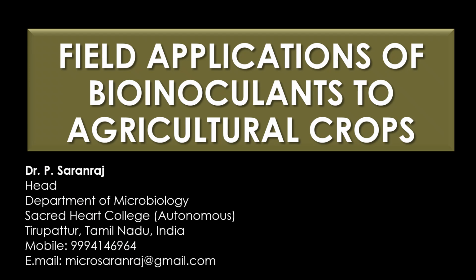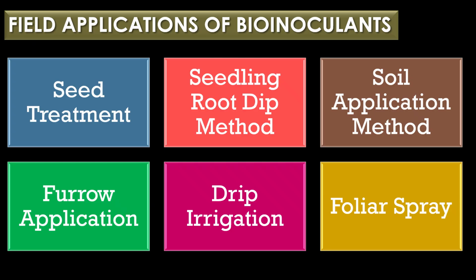Dear viewers, greetings. In this video, we are going to see about field applications of bioinoculants to agricultural crops. Six methods of field applications of bioinoculants are regularly practiced in present agriculture. They are seed treatment, seedling root dip method, soil application method, furrow application, drip irrigation, and foliar spray.